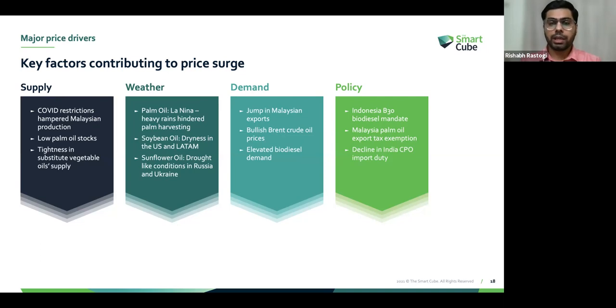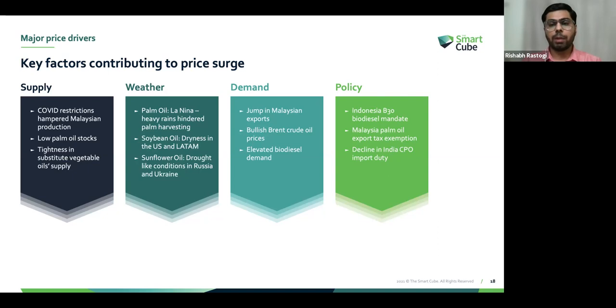Now, let me explain the La Nina phenomenon that Abhishek also mentioned. La Nina leads to higher than normal rainfall in Indonesia and Malaysia, which led to disrupted harvesting in these countries and reduced supply. So basically, the effect of La Nina is the exact opposite in Indonesia and Malaysia than what Abhishek described it happens in the US and Latin America.